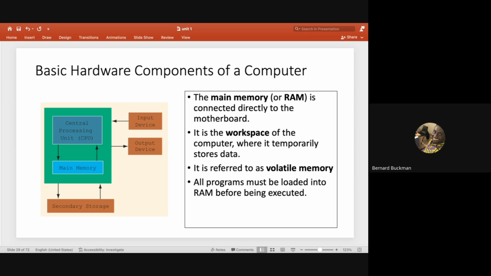Is that okay? So you do a class in computer hardware, and I guess in computer hardware, you learn about some of these things. Okay, is that okay? Good. So let's go back to memory.